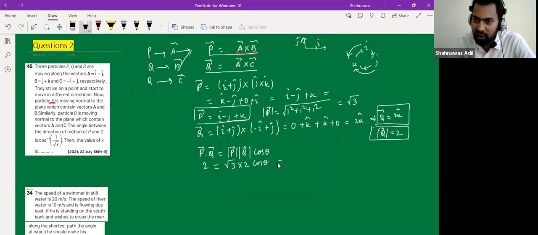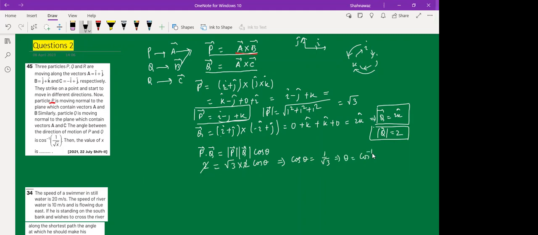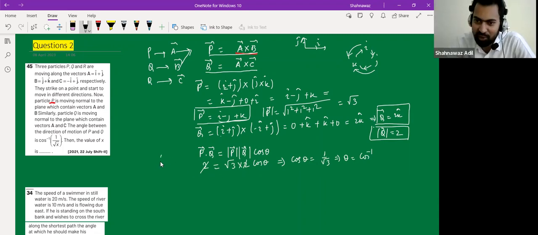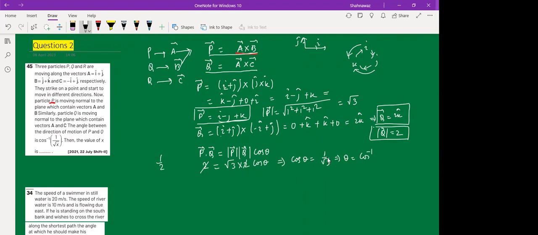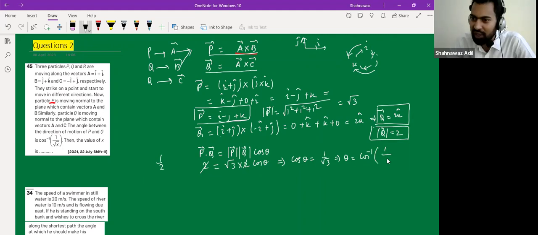So the 2 cancels. Cos theta is 1 by root 3, right? So theta is what? 60 degrees? No, no, no. Why? Because cos 60 is 1 by 2, and this is not 1 by 2. So theta is cos inverse 1 by root 3, right?